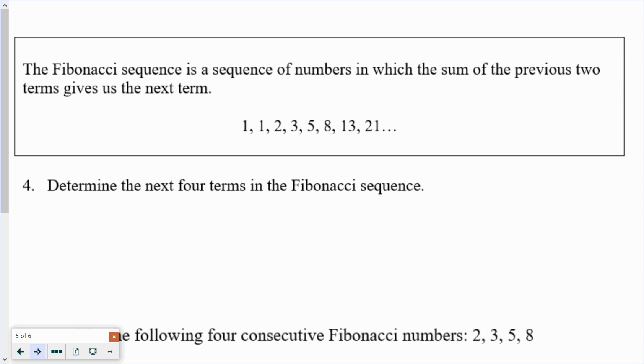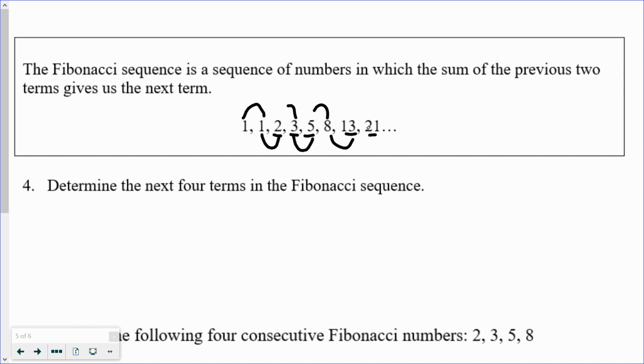So the Fibonacci sequence is a sequence of numbers in which the sum of the previous two terms gives us the next term. So what this is saying is 1, 1 plus 1 is 2. 1 plus 2 is 3. 2 plus 3 is 5. 3 plus 5 is 8. 5 plus 8 is 13. 8 plus 13 is 21. So it's saying in order to figure out the next number, you need to add up the two previous numbers.